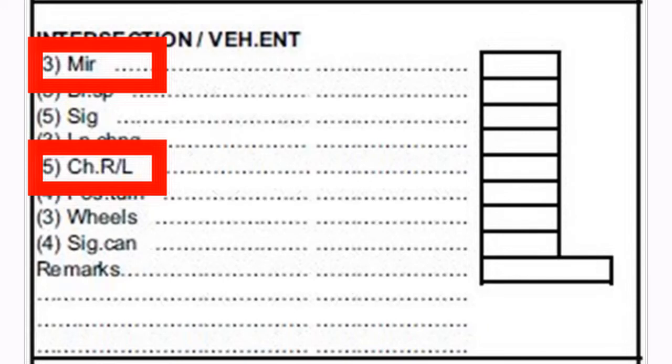When passing entrances, driveways, or intersections, you must check mirrors and check the entrances or driveways for safety. If not, the examiner will mark you for not checking mirrors before checking roads, and also mark you for not checking roads left or right. Not checking mirrors will be 3 points, and not checking roads 5 points.